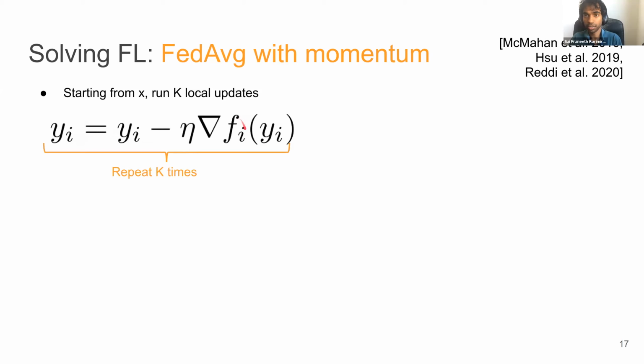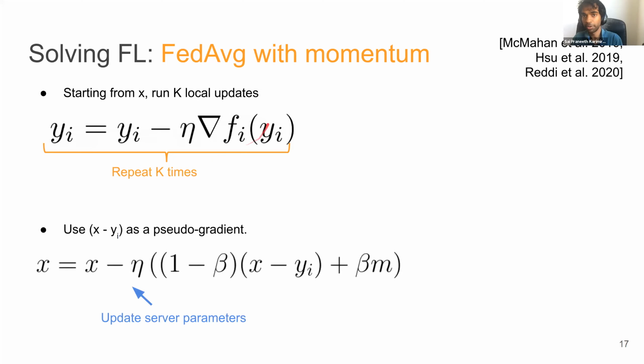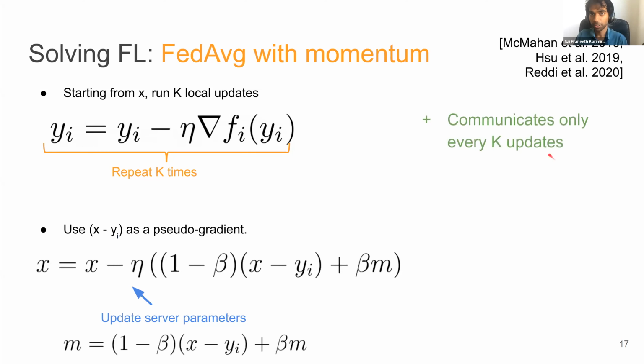This has already been studied. So instead of running just one SGD step, instead of just computing one gradient, first run k SGD steps on a client. So x remains fixed. Keep updating y_i k times starting from y_i equals x. Then use the difference of x minus y_i as a pseudo gradient. So the net distance your client has moved, just use that as a pseudo gradient and plug it into the momentum update as before. This is nice because we're doing k updates, so we are doing more work per round.